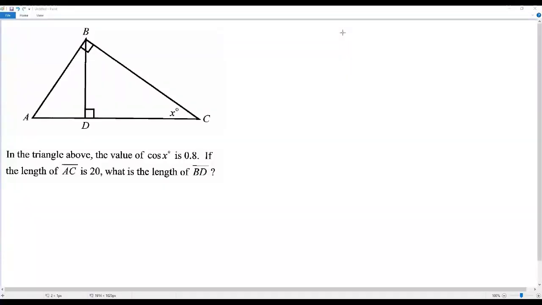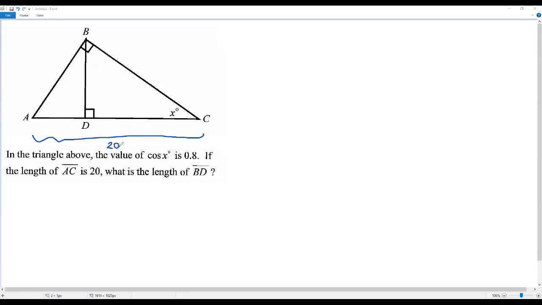Here you have a SAT math problem. Okay, let's go to the question. In the triangle above, the value of cosine x is 0.8. If the length of AC is 20, what is the length of BD? Okay, the length of AC is given, that is 20, and we have to find the length of this BD.